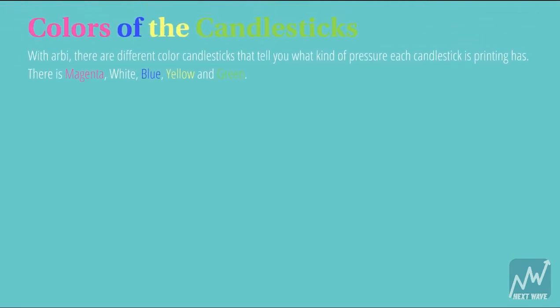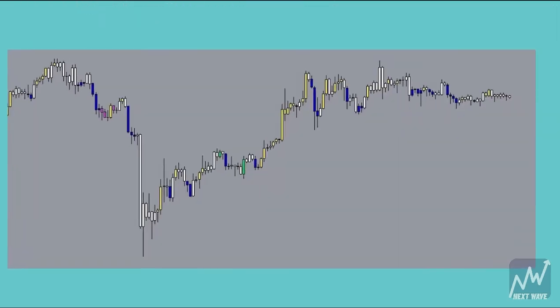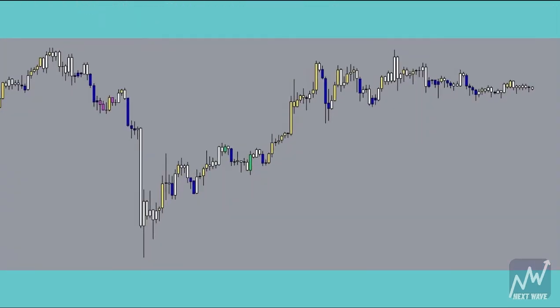Colors of the candlesticks. With Arbi, there are different color candlesticks that tell you what kind of pressure each candlestick is printing. There is magenta, white, blue, yellow, and green. Here we have the colors.